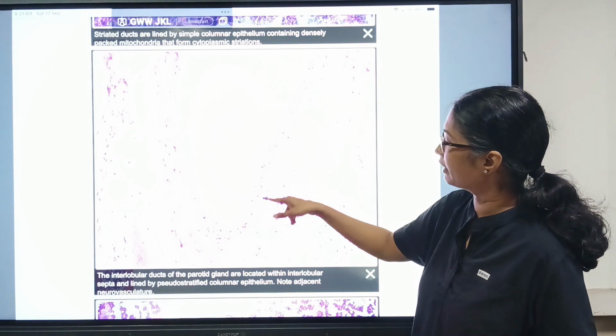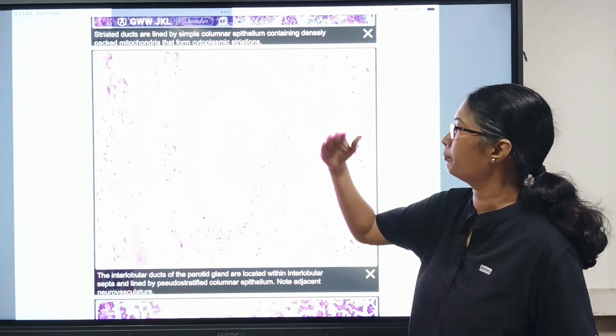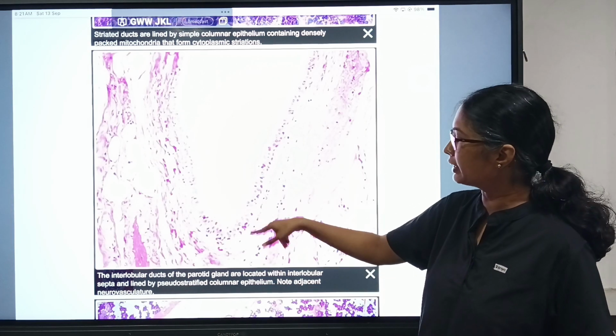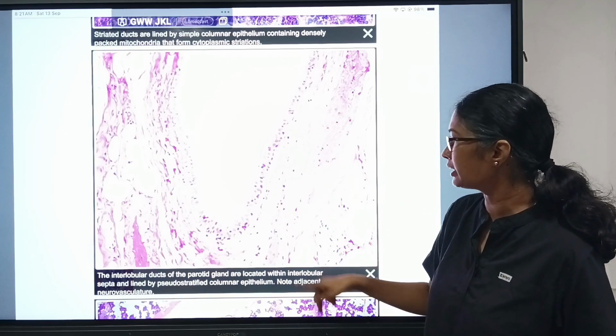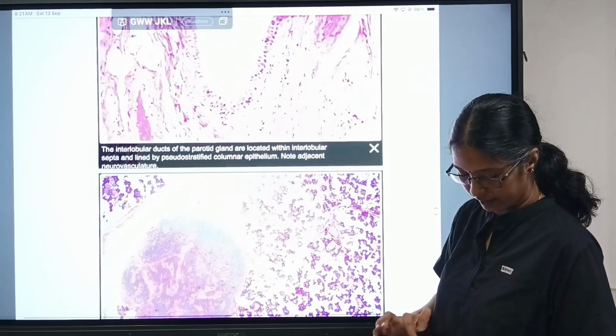This is pseudostratified. It looks as if it is placed in a pan, but it is a single layer that looks like a stratified epithelium. This is the interlobular duct.